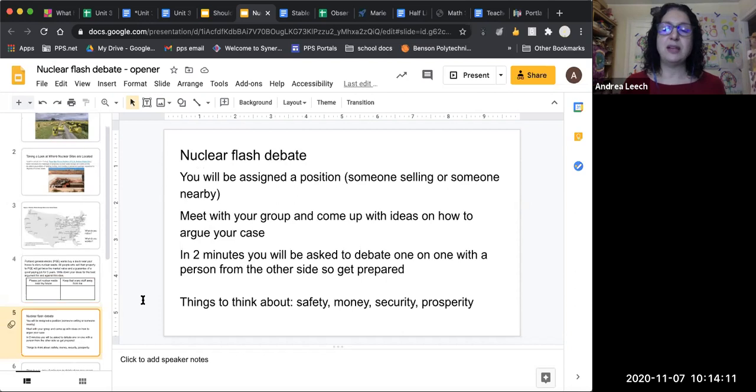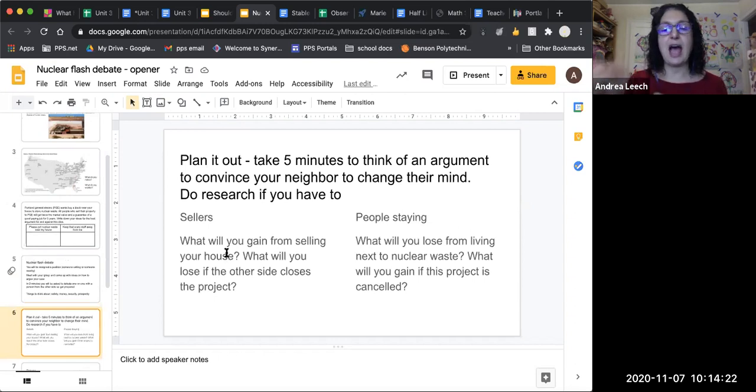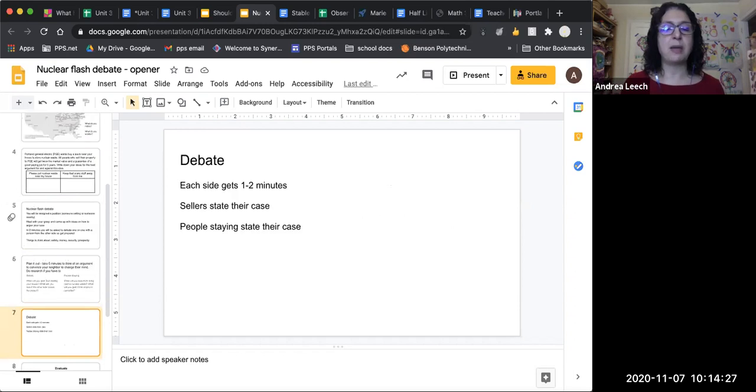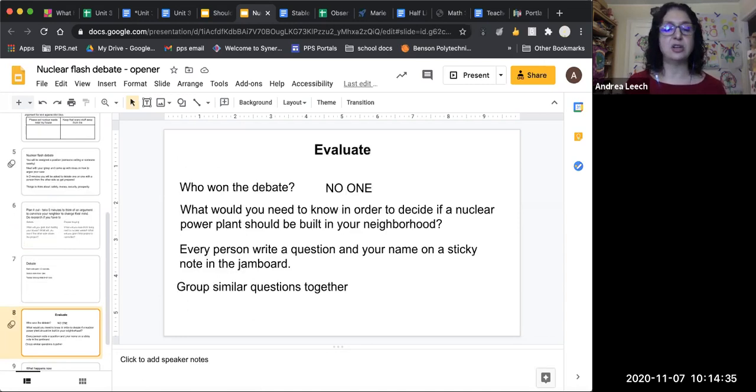Then we give them a few minutes to be in one breakout room. Are you for or against this idea? We give them a few things to think about. And then we give them a few minutes to actually have groups of people talk to each other in small groups and in breakout rooms to state their case. So each side gets a few minutes to state their case. And the end conclusion is always that no one really wins this debate, and that we need to actually have information to make these decisions.